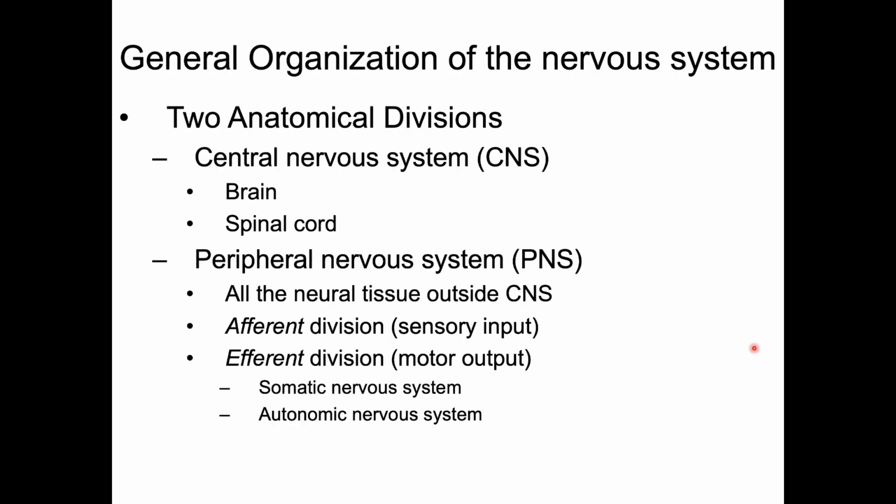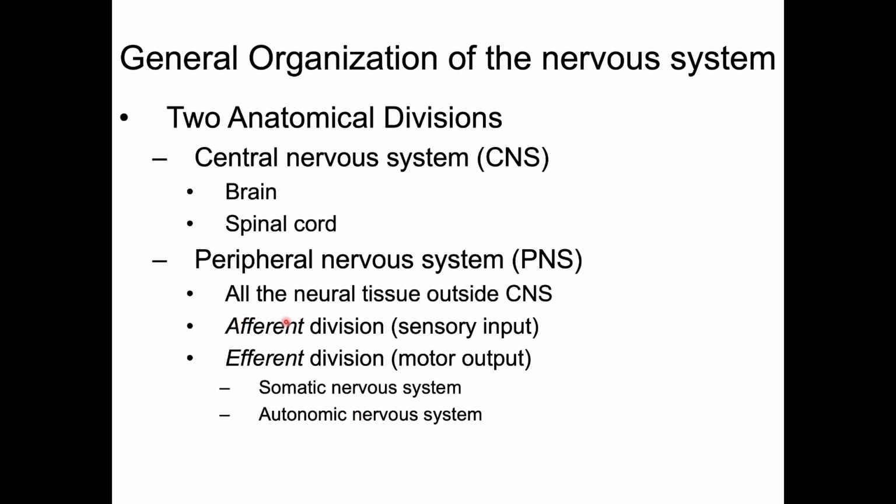Now, the nervous system anatomically is broken up into two major divisions: the central nervous system and the peripheral nervous system. The central nervous system includes the brain and the spinal cord. We're not really going to spend a lot of time on this. Our focus is going to be here on the peripheral nervous system. The peripheral nervous system includes every neuron outside of the brain and spinal cord.